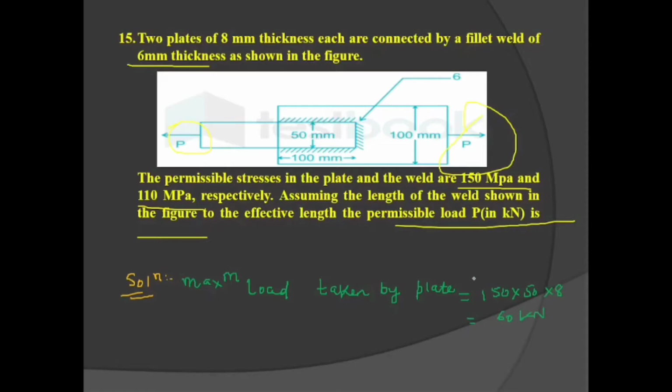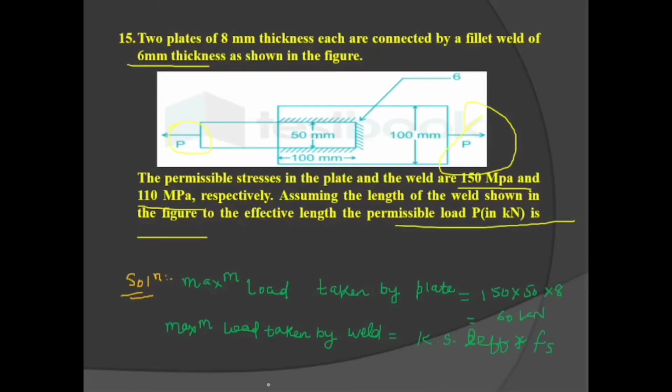Now maximum load taken by the effective weld is equal to effective throat thickness into L effective into the permissible stress in the weld. Maximum load taken by weld is equal to effective throat thickness, that is K into S, into effective length of the weld into whatever the value of the stress applicable in the weld material.